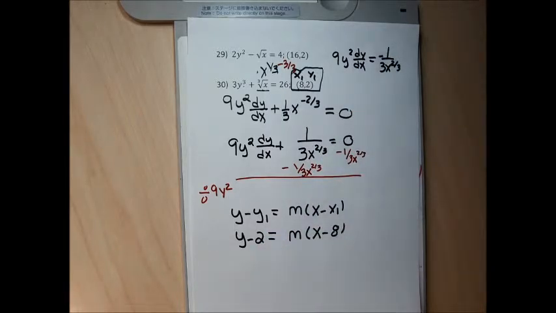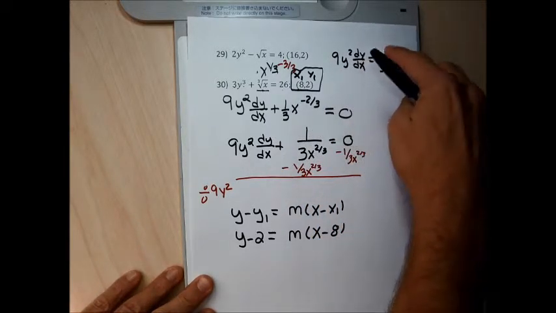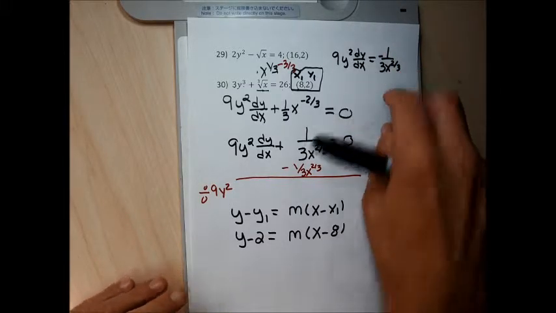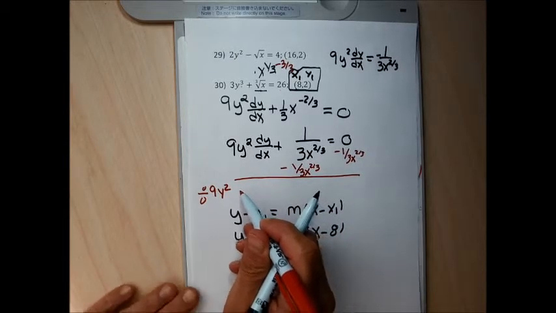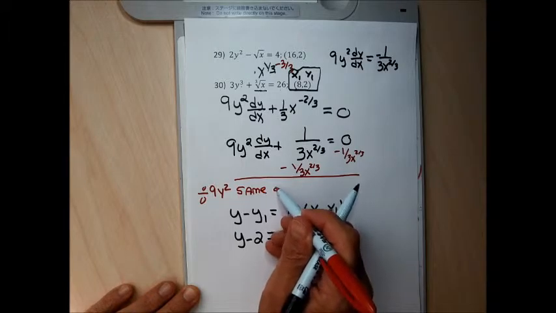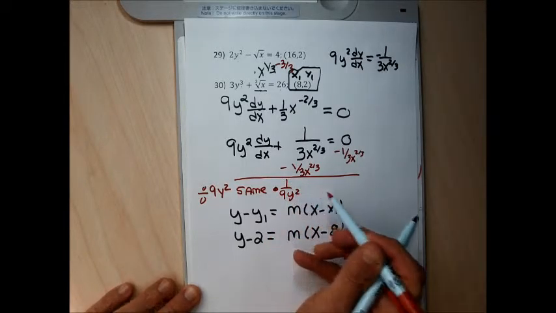That turns out to be a disaster if I do that. This is part of the reason I'm re-recording the video, because when I divide it by 9y squared, on this side I had a -1 over 3x to the 2/3 over 9y squared, and I just couldn't enter that in my calculator well. But dividing by 9y squared will be the same as multiplying by its reciprocal. It's going to be the same as multiplying both sides by 1 over 9y squared.